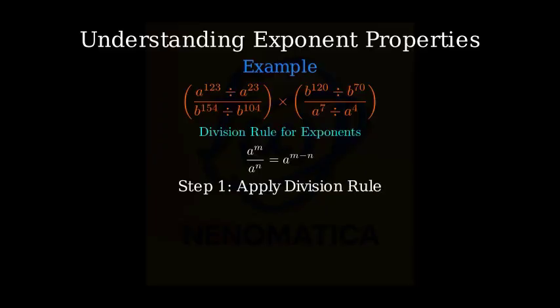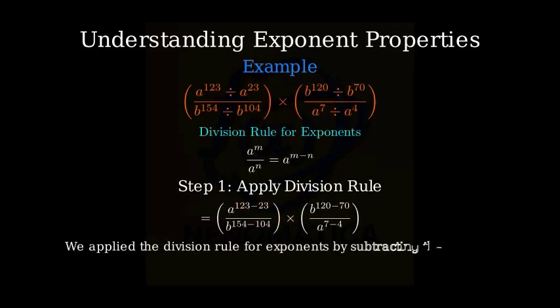In step 1, we'll apply the division rule to each part of the expression. For the first fraction, a raised to the power 123 divided by a raised to the power 23 becomes a raised to the power 123 minus 23. Similarly, b raised to the power 154 divided by b raised to the power 104 becomes b raised to the power 154 minus 104. We apply the same principle to the second fraction.